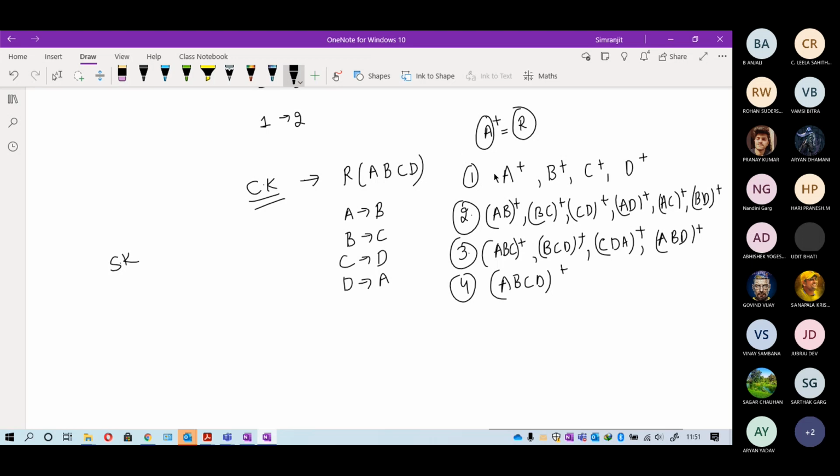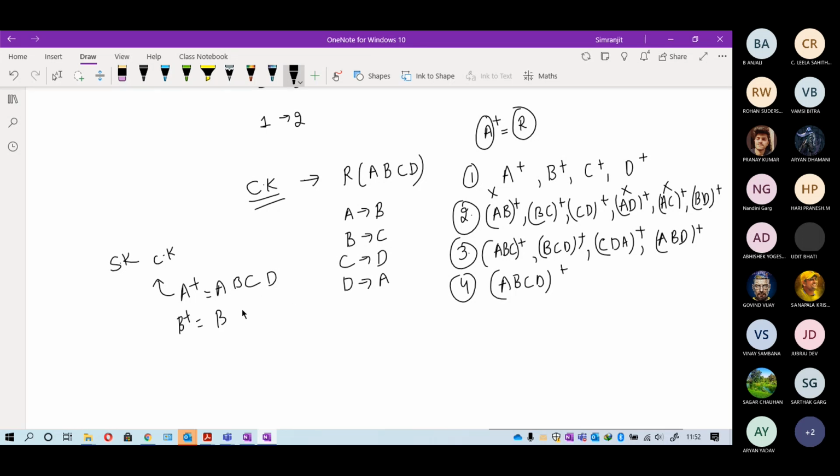First one, take the closure of A plus. Write A here, and what is A extracting? B. B is extracting C. C is extracting D. So ABCD is derived here. So it means that A is a candidate key. It means AB cannot be a candidate key because A is already a candidate key, and if you add some attribute to it, it will become a super key. So wherever there is A, you can delete or discard that part. Because A is already a candidate key, if you add any attribute to it, it will become a super key.